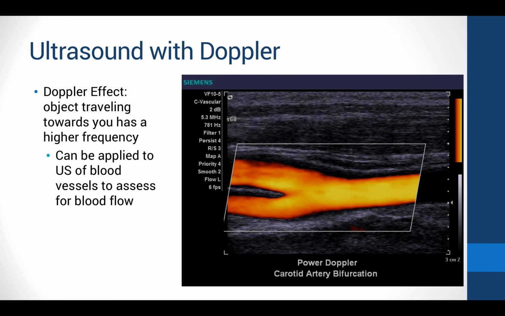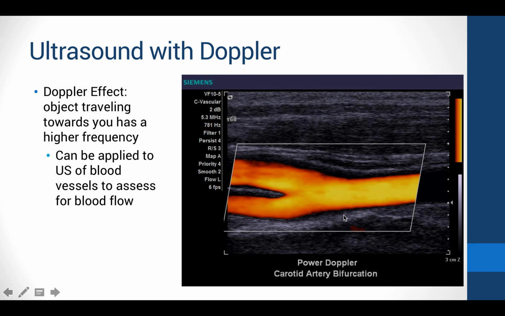So basically, if we do an ultrasound with Doppler, we can apply the same idea, where a higher frequency sound is traveling towards the probe, and if the sound is traveling away from the probe, that means it's lower frequency.